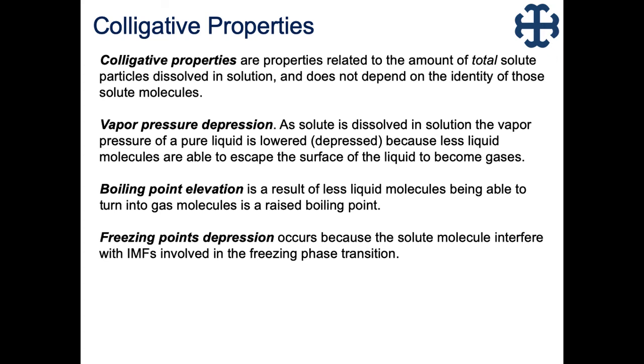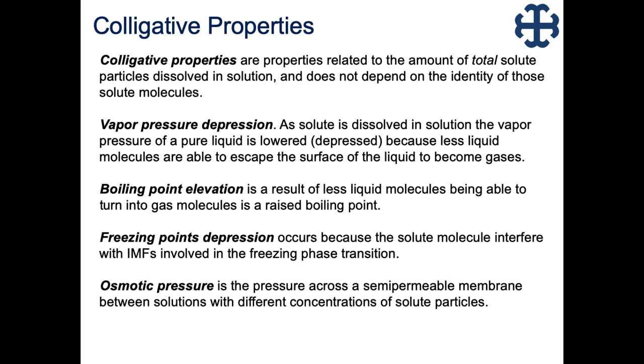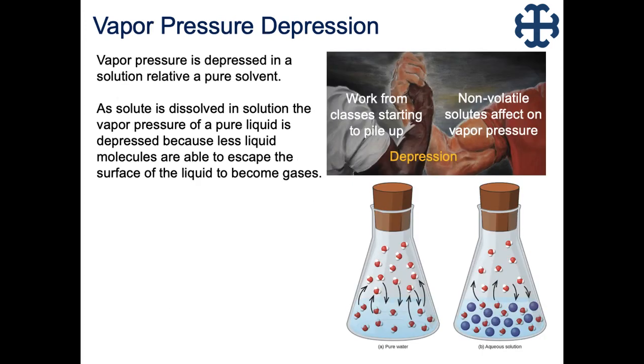We also have a change in our freezing point. So that is a depression, meaning it is lowered. And that is because our solute molecules will interfere with the intermolecular forces between our solvent molecules during our freezing phase transition. And then our final one is osmotic pressure. And so this is a pressure measured across a semi-permeable membrane between different solutions with different concentrations of solute particles. And so we'll dig a little bit more into all of these, starting with vapor pressure.